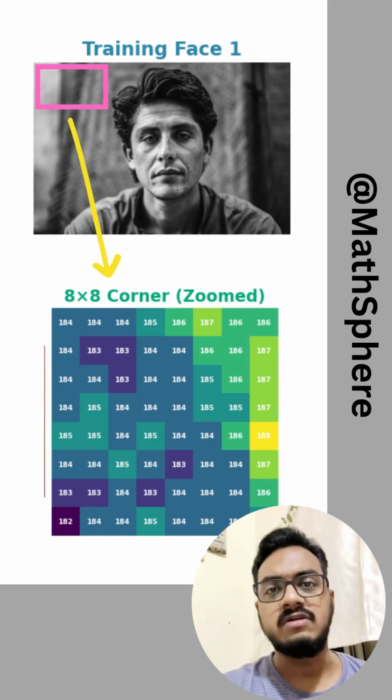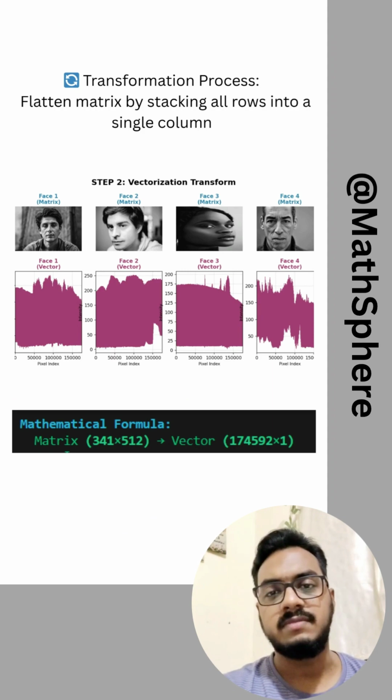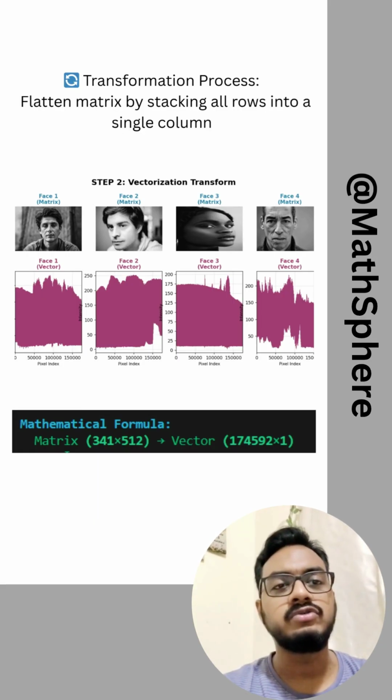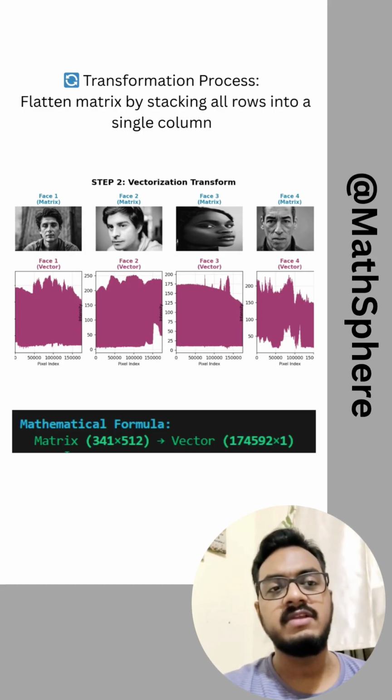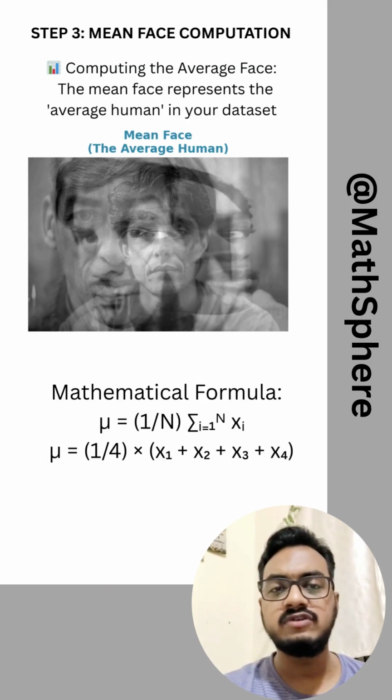The next step is to convert to vectors. The matrix will be converted into vectors. We have different rows in the matrix. Now, if we combine all the rows into one single column, we will get the vector. We'll stack all rows, and now each face will be a point in 175,000 dimensional space.